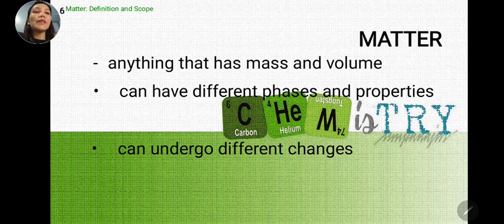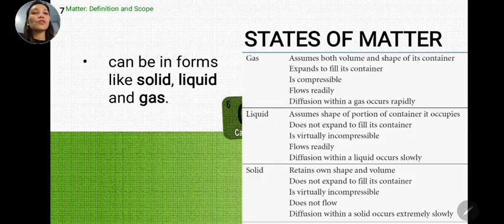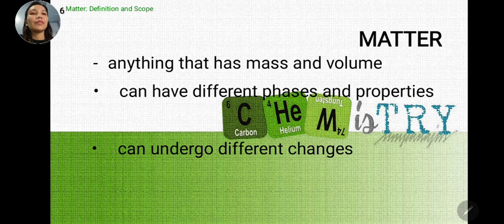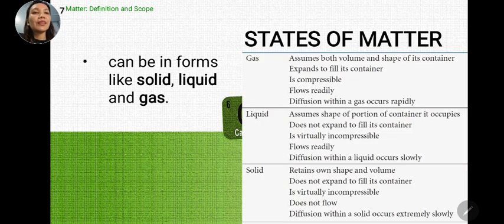Matter has different phases and properties, and it can undergo different changes also. The most popular states of matter are what we call solid, liquid, and gas. Gas assumes both the volume and shape of its container. It expands to fill its container. It is compressible, flows readily, and diffusion within a gas occurs rapidly because the molecules of the gas are separated from each other.